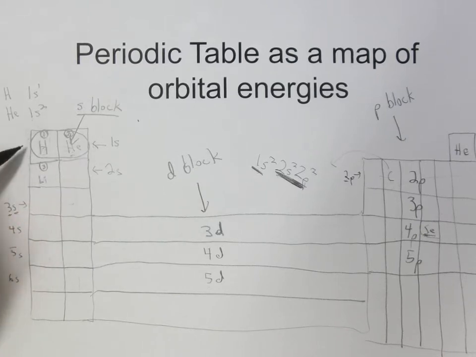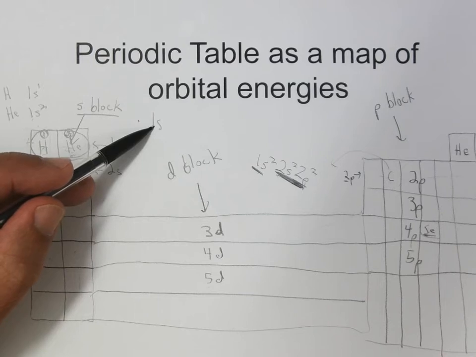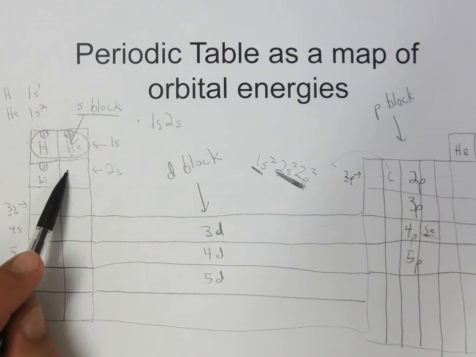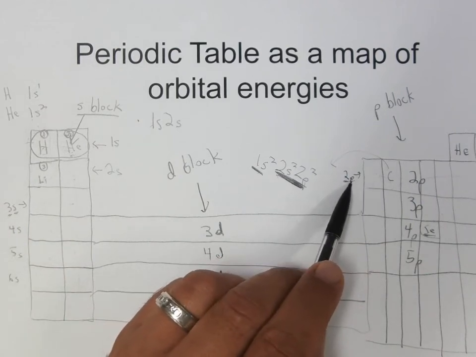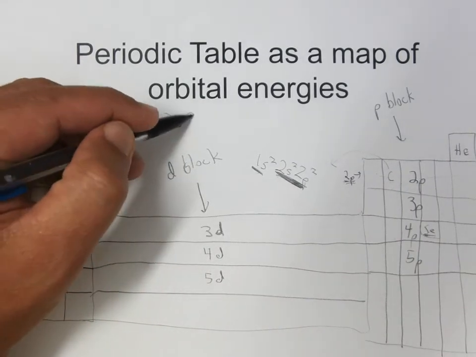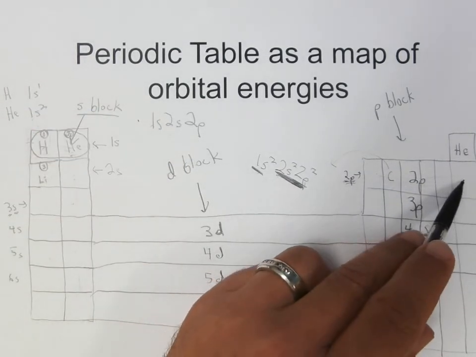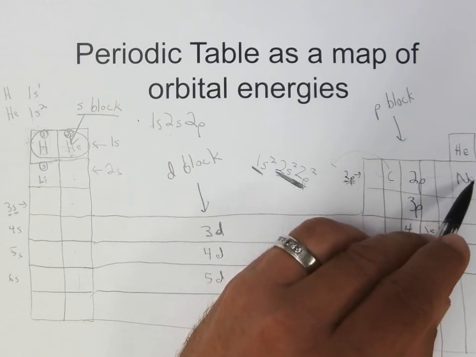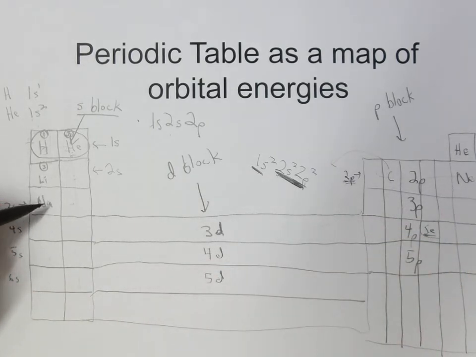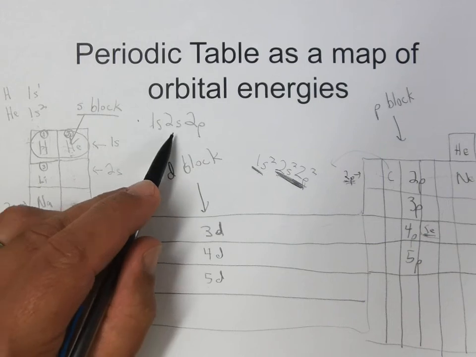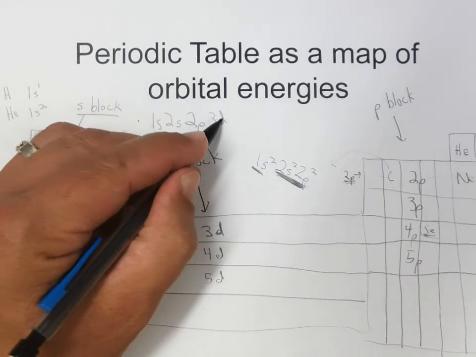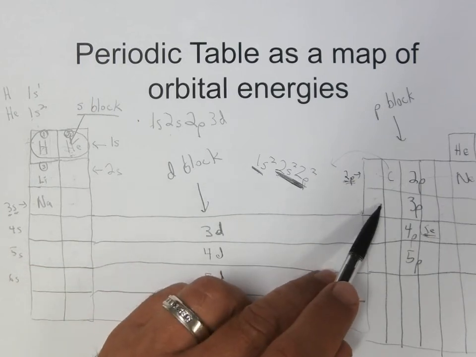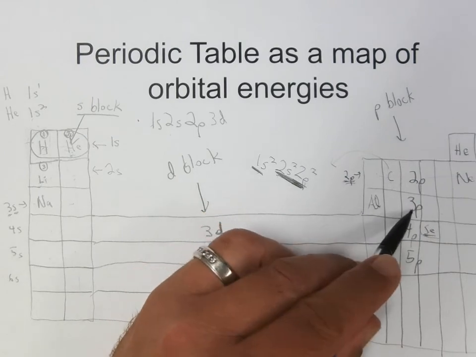I start with elements 1 and 2, the 1s, then elements 3 and 4, the 2s. Where is element 5? Element 5 is boron, and that's in the 2p row. So after we get done with 2s, we go to 2p. That brings us through neon. Then after element 10, where do we find element 11? Element 11 is sodium, and that's the 3s. So we go 1s, 2s, 2p, 3s. Then after we get done with 3s, element 12, where is element 13? Aluminum is in the 3p row.